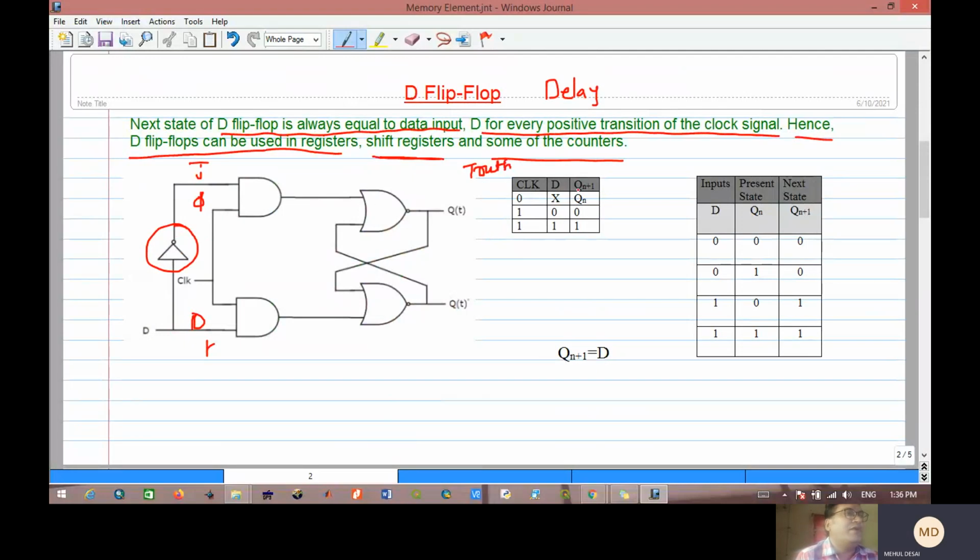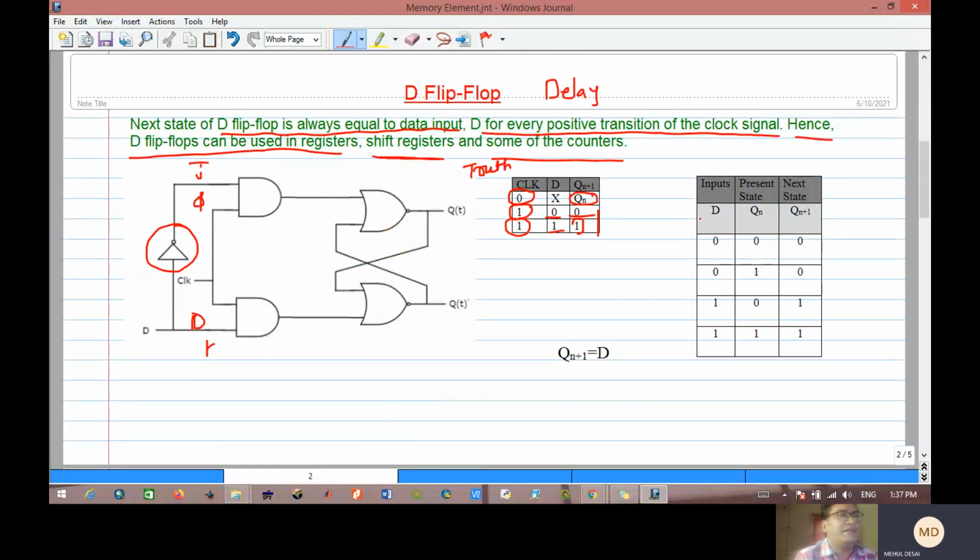The flip-flop always works with the positive transition, meaning when the clock is 1, then we get the output. When the clock is 0, for any value of input 0 or 1, we get the output Qn. Now when the clock is 1 and the input is 0, we get the output 0, and when the clock is 1 and the input is 1, at that time we get the output 1. So whatever input is there, that is our output.